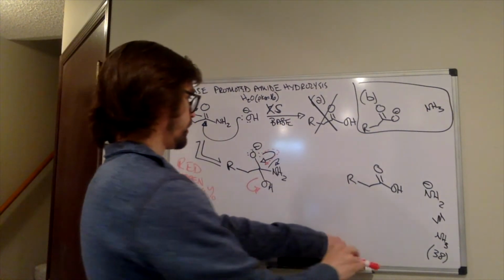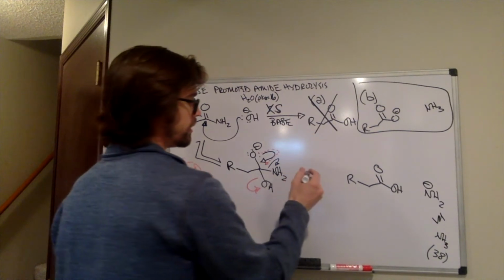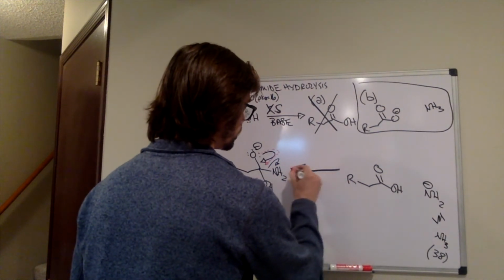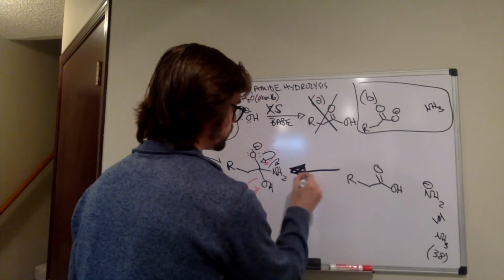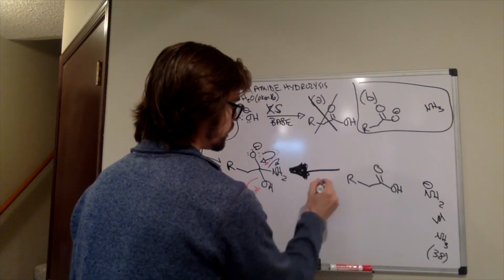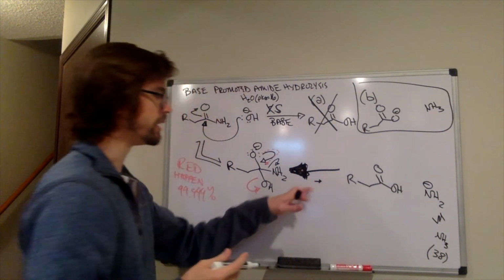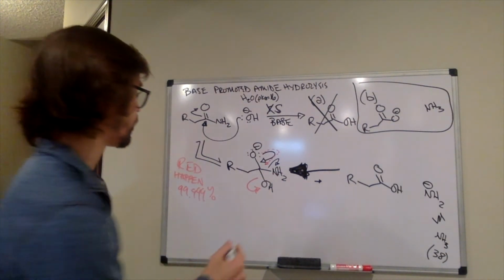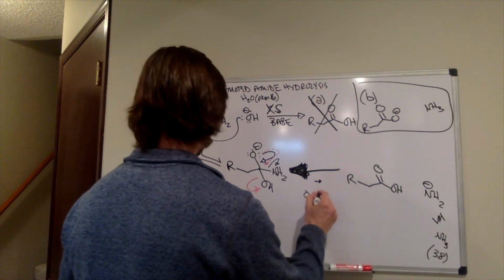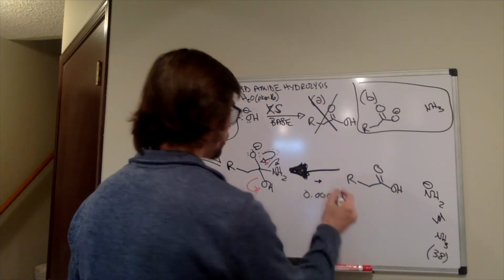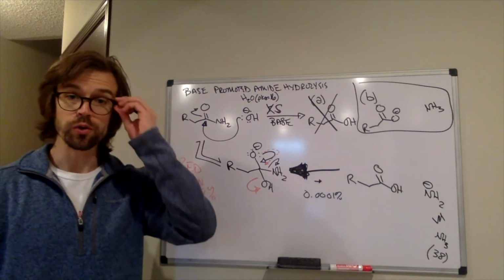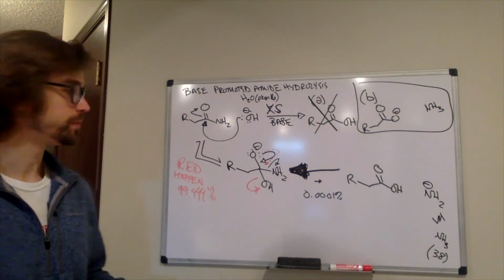But every once in a while, and I'm putting this big black arrow up here because the equilibrium would be far to that side, every once in a while, 0.0001% of the time, the NH2 acts as the leaving group.